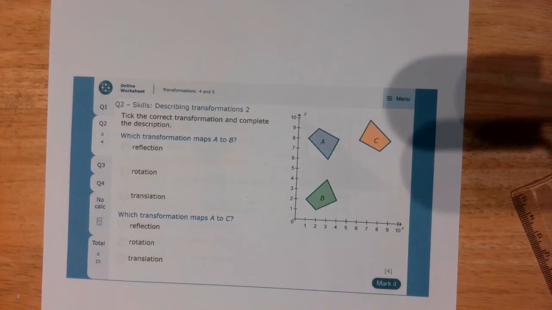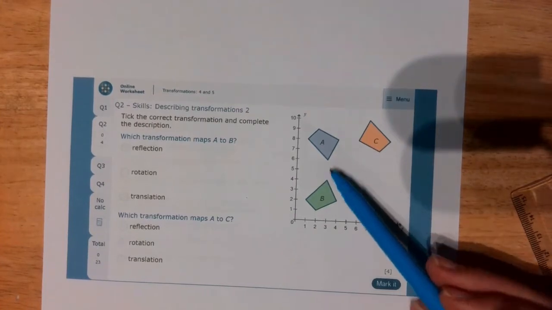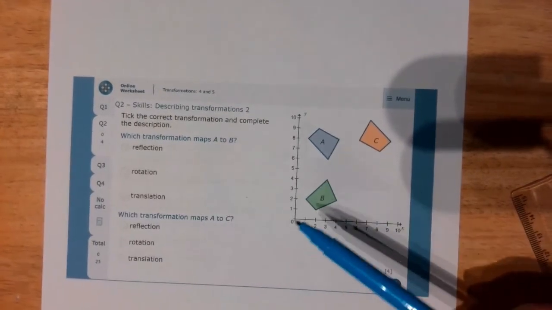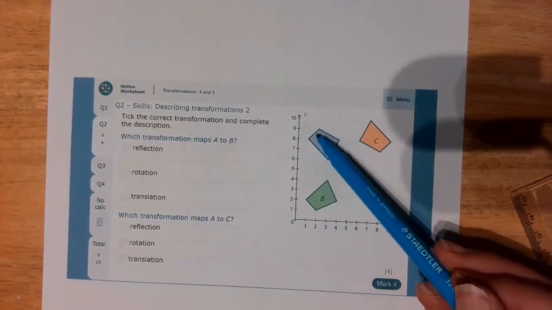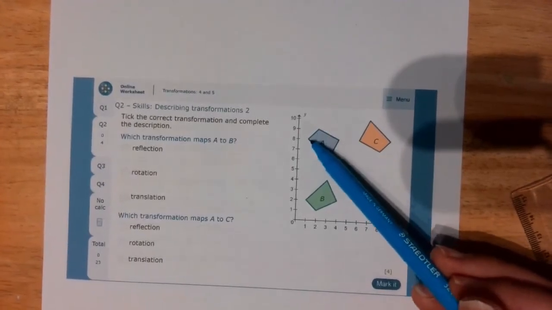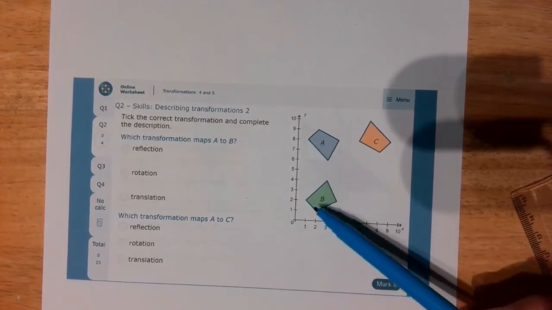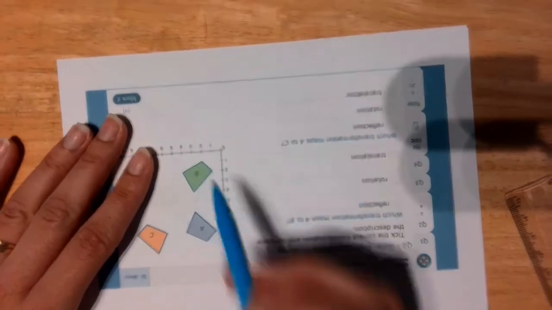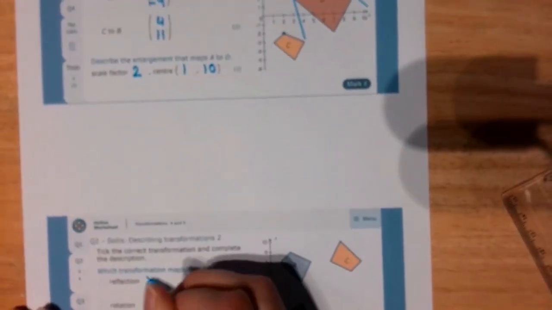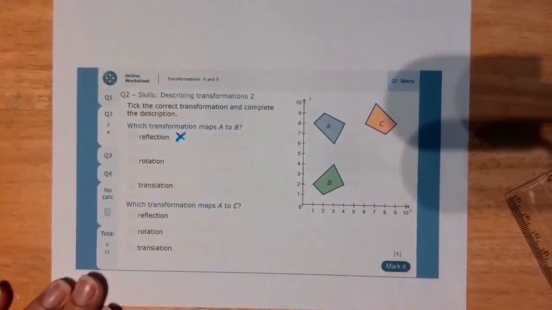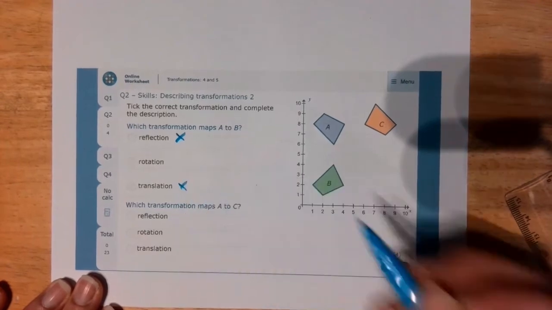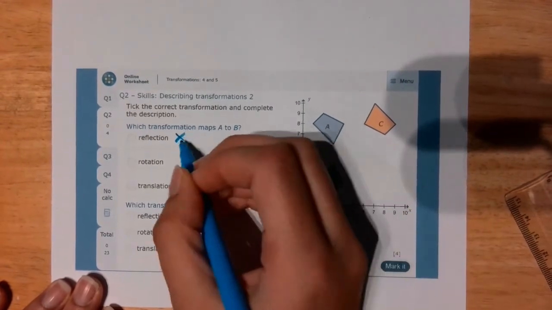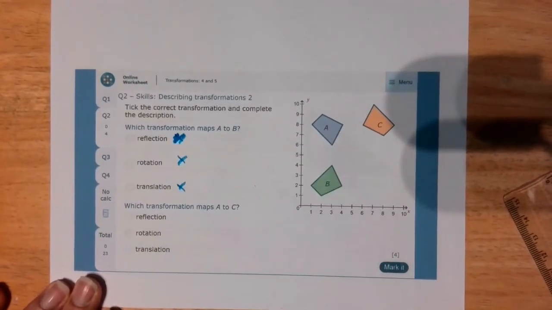So which matches A to B? Well, A to B. Could it rotate? No, it could not, because if you have a look, the short nose, if you like, of A is to the left, but if I turn it around, the short nose of B is to the right. So that is not a rotation. Not a rotation. Is it a translation? Well, no, it's pointing in a completely different direction. Definitely not a translation. Which means it must be, I'll put the cross in the wrong place. Which means it must be a reflection.